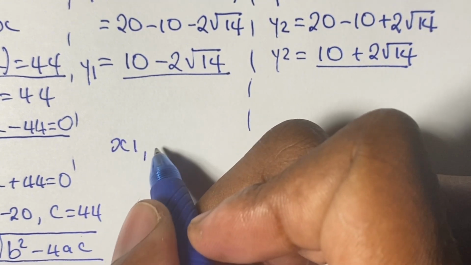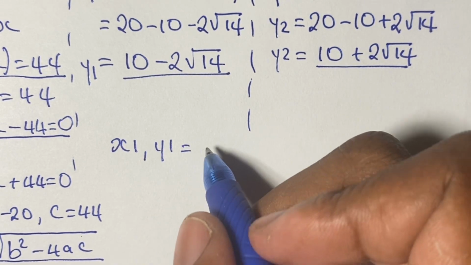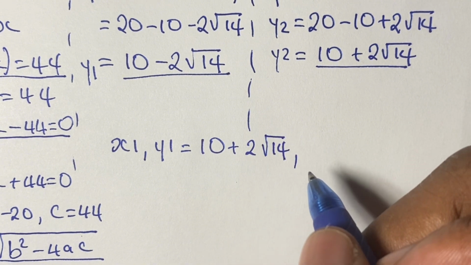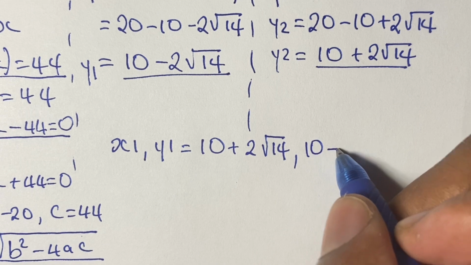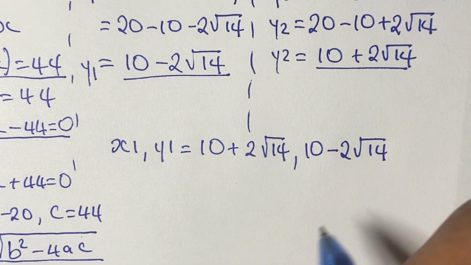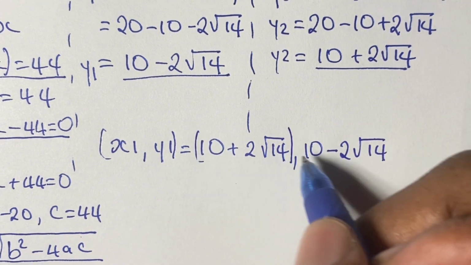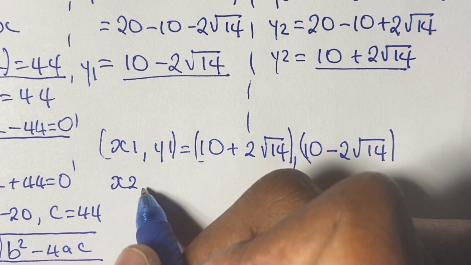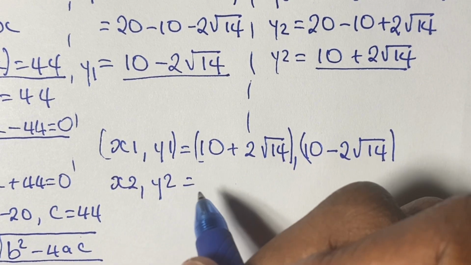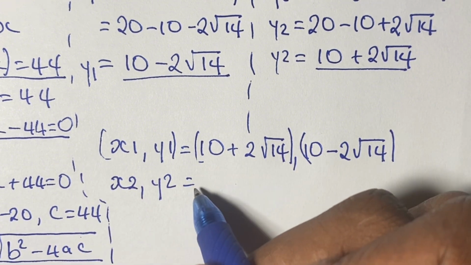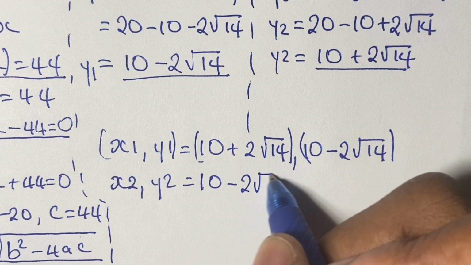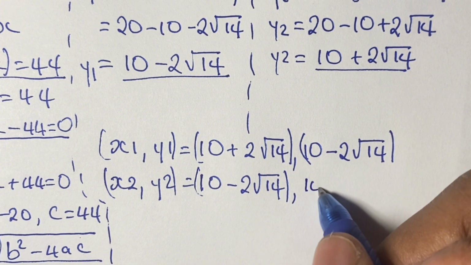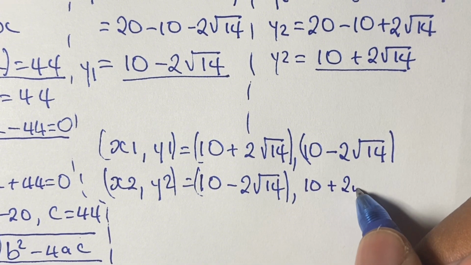So we have the value of x1, we're going to write this as x1 comma y1, and the value of that is that x1 is equal to 10 plus 2 root 14, and we have our comma, the value of y1, which is 10 minus 2 root 14. So this now is the value of x1 comma y1. And for our other solution, we have the value of x2 comma the value of y2. So now this solution is written as 10 minus 2 root 14 as our second value of x, and for the second value of y, we have 10 plus 2 root 14.